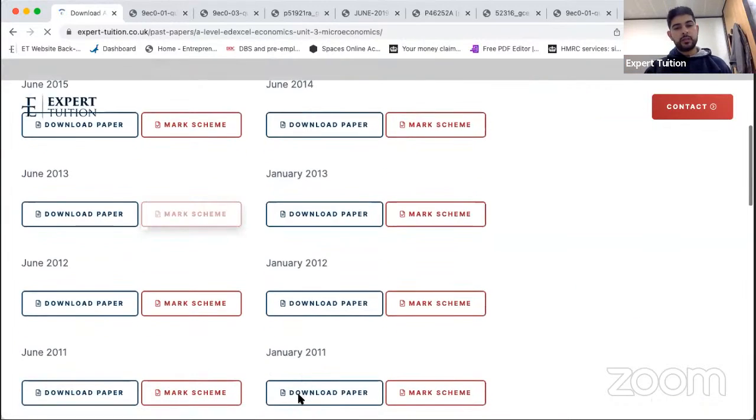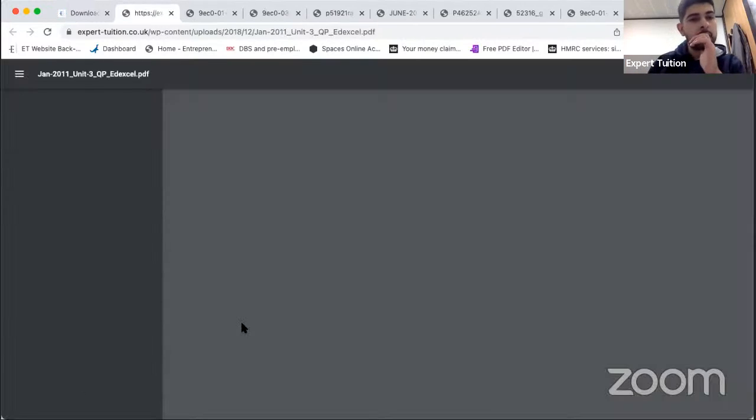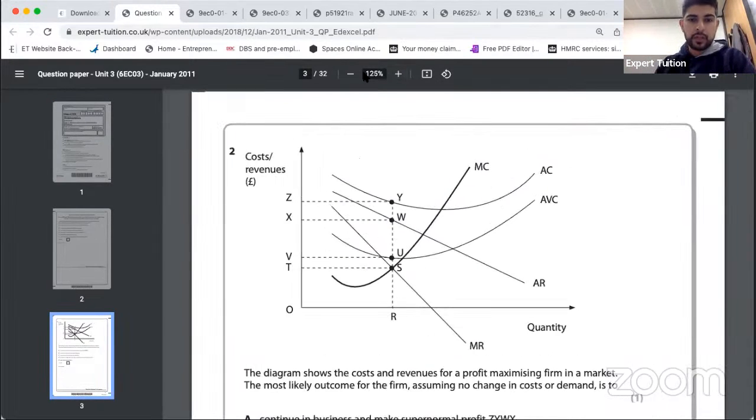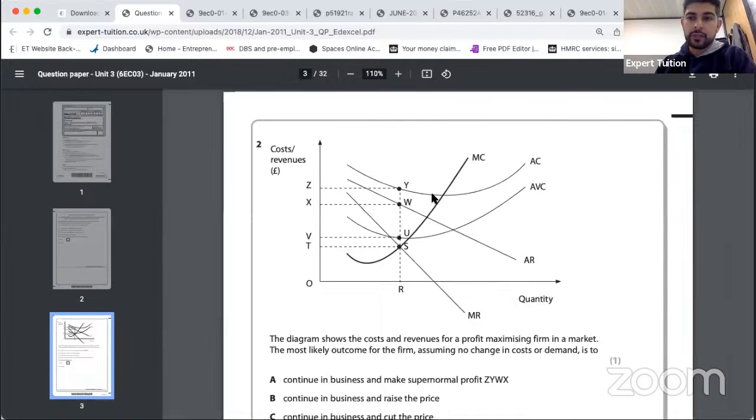Is it number 11 or 2012? It's 11. I shouldn't doubt myself. This is the question, yeah? Here's an example of a question about shutdown. Attempt this question later on.